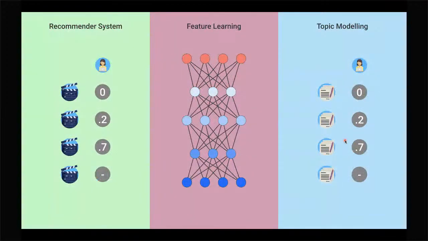Now, there are multiple use cases for RBMs. First of all, what we'll be doing today is a movie recommendation system, but there's also feature learning and also topic modeling. So these are some use cases which you all can even work on after the workshop is done. And we've seen many people build on these use cases as well.